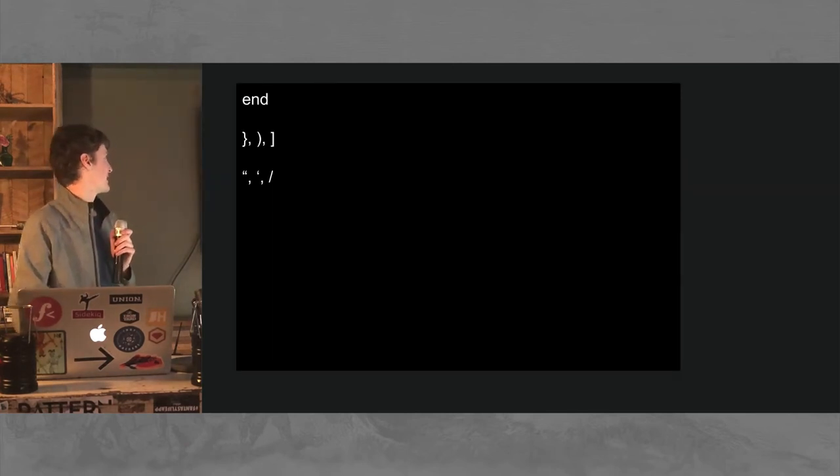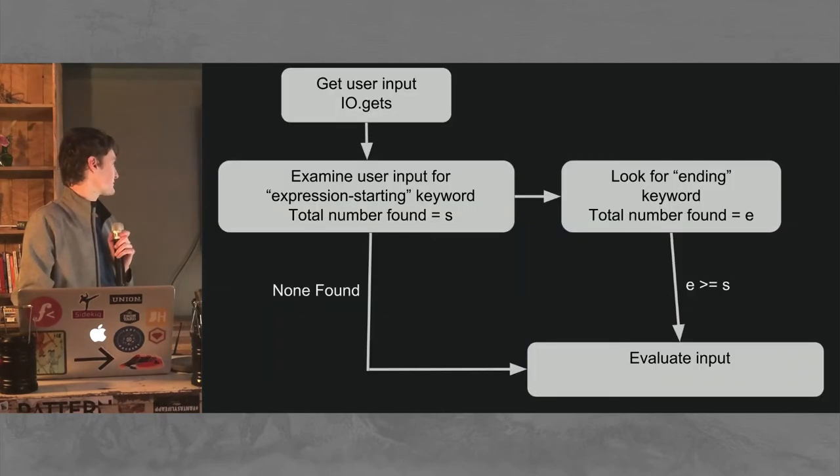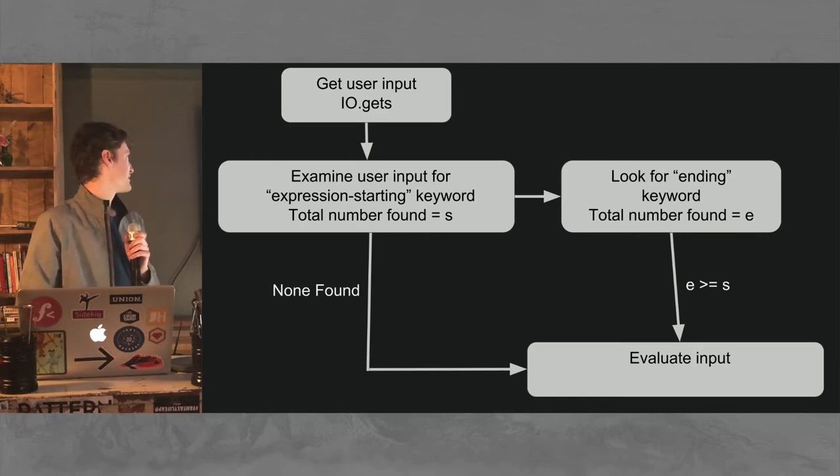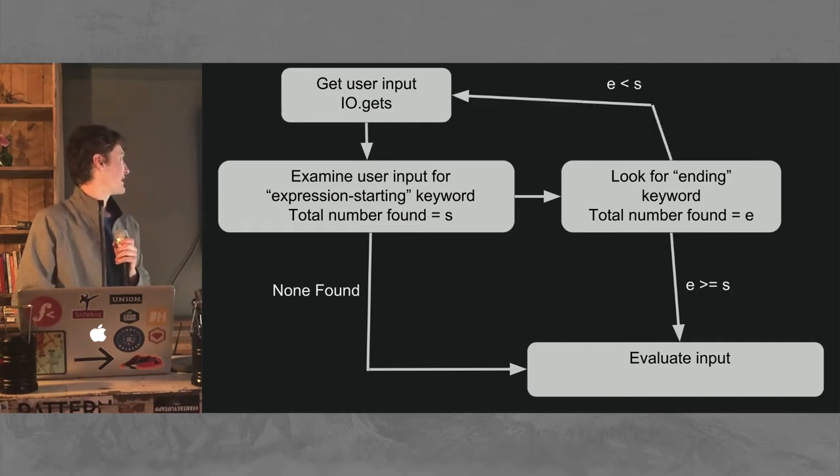Anyway, here's a list of the expression ending words. You have end, of course, the closing curly brace, parentheses, and array, and then strings. So if the number of ending words is greater than or equal to the number of starting words, then it will evaluate. And it really is greater than or equal to. If you type in an extra end, then it will try to evaluate it, and you'll get a syntax error. Otherwise, it will go back to the prompt and start collecting more input until it is a complete statement.